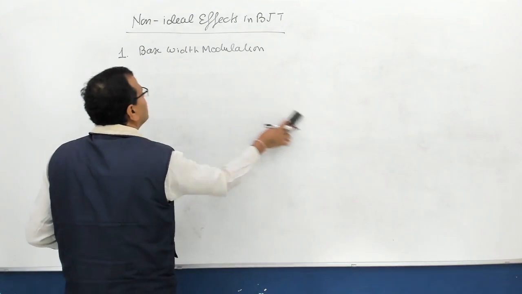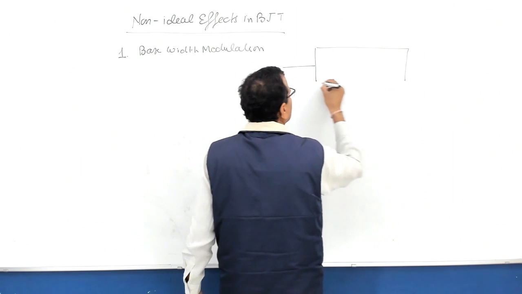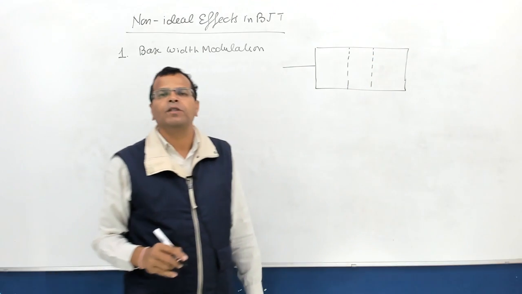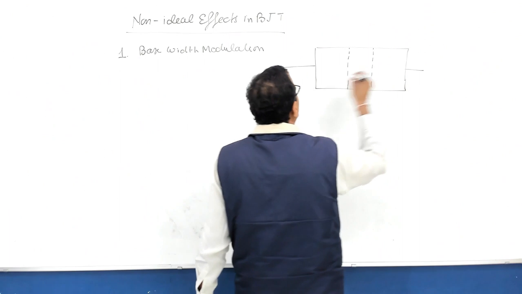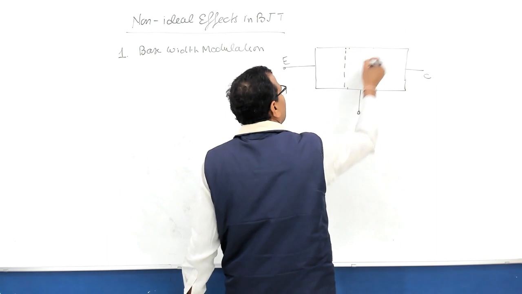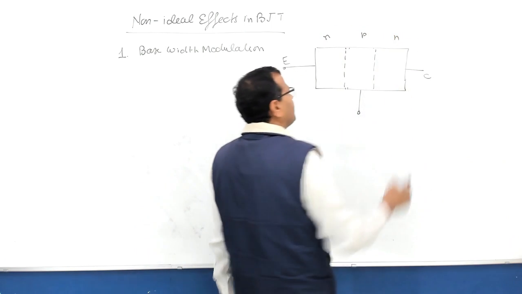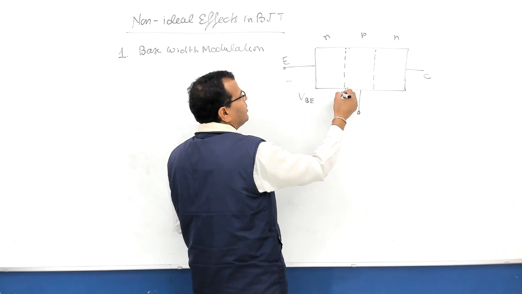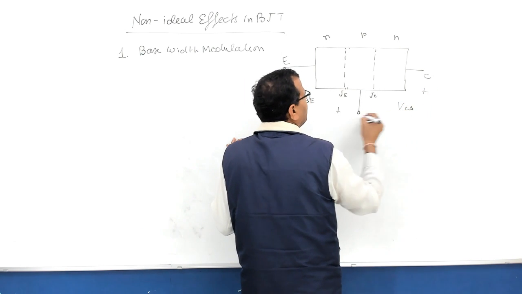First, base width modulation. We have already discussed many points earlier, but just a recall of that. You can see my previous videos where I discussed base width modulation in the common base configuration of BJT. That was the early effect. This is emitter, this is collector, this is base. I'll be amplifying the width of the base just for clarity. This is N type, this is P type, this is N type. So the emitter junction is forward biased and the collector junction is normally reverse biased.